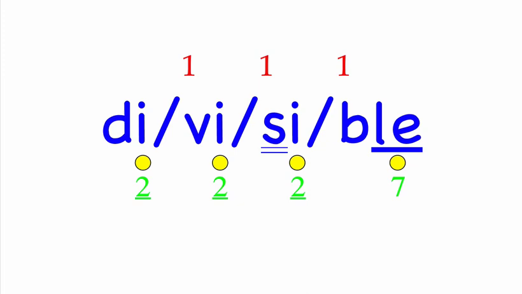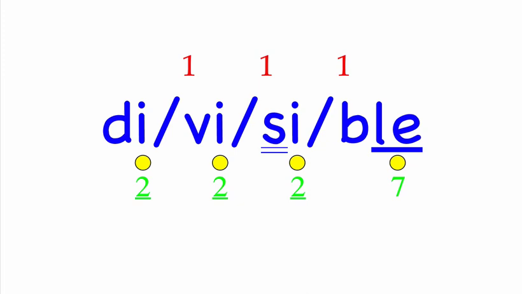Divisible. Notice the word ends in LE with a consonant in front of the LE. When you have LE at the end of the word preceded immediately by a consonant, then that consonant plus LE split off and form their own syllable. The LE represents the sound ul. It is a vowel team in this word.